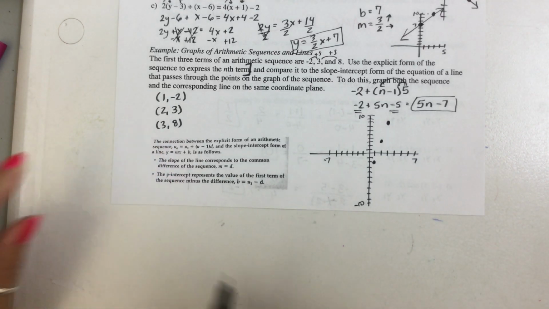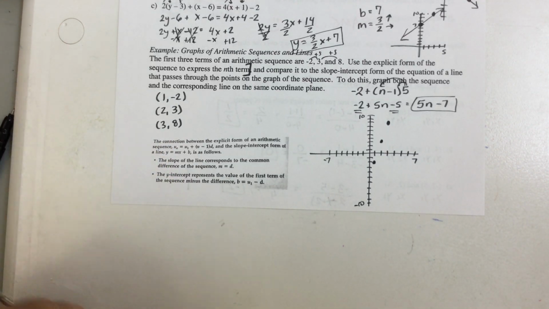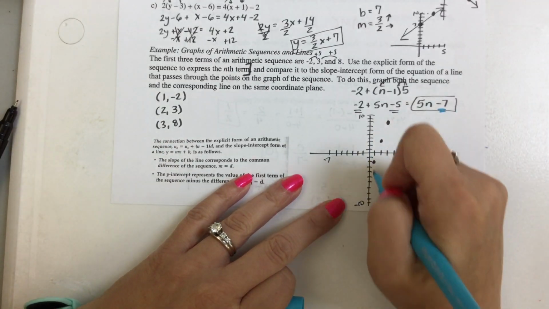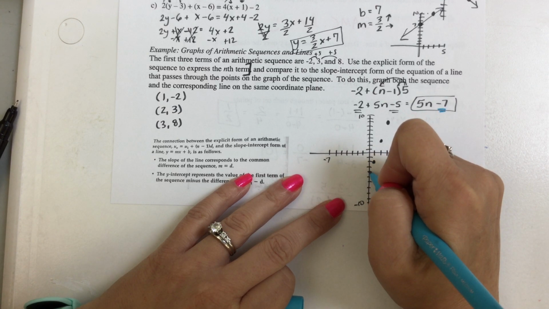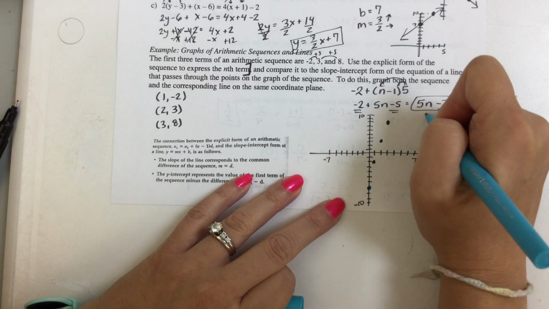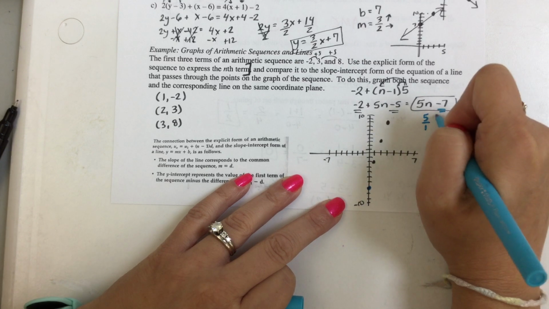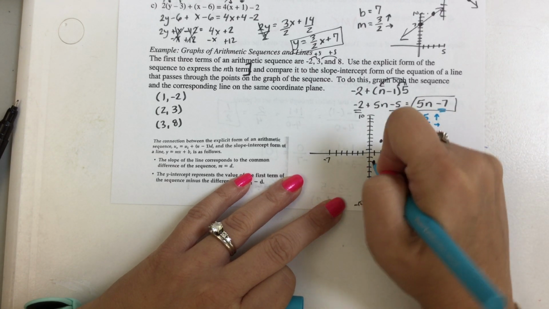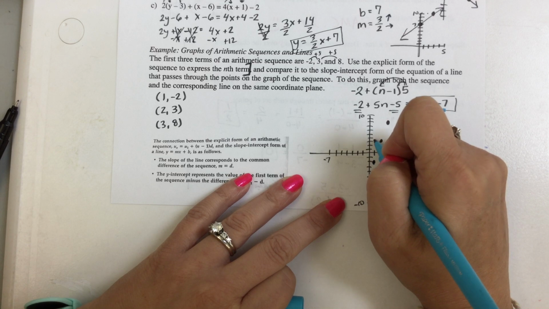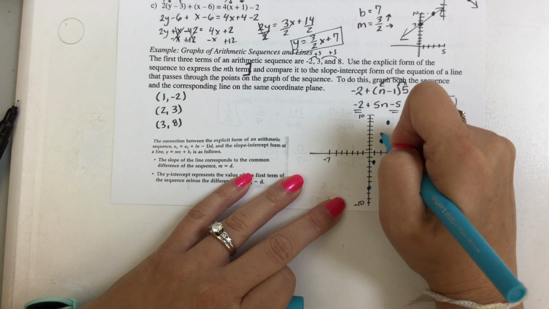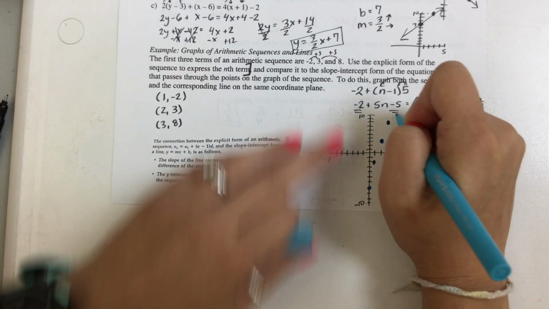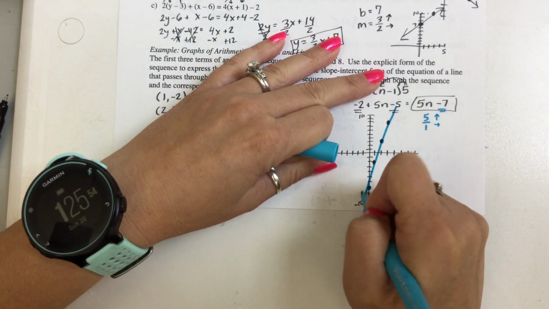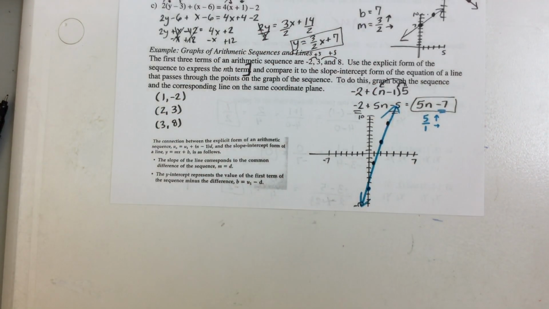There's a point. Now, if I graph this thing, my first point is down 7. Now my slope is 5/1. So I go up 5/1, and again, up 5/1, and again, up 5/1. So when I go ahead and I connect those points, my line goes through the scatter plot.